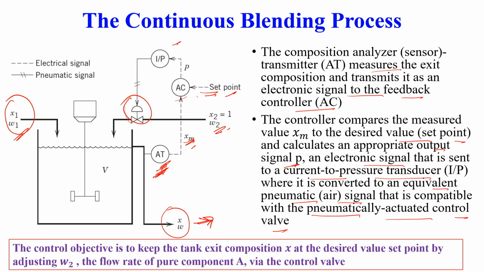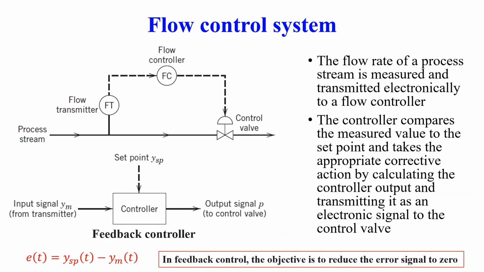The control objective is to keep the tank exit composition X at a desired value, whatever set point you want to set, by adjusting W2, the flow rate of pure component A, because we are saying X2 is 1, via the control valve. In this way, if you know the objective, then you can design how the process control will work. So, we can now explain it in a better way.